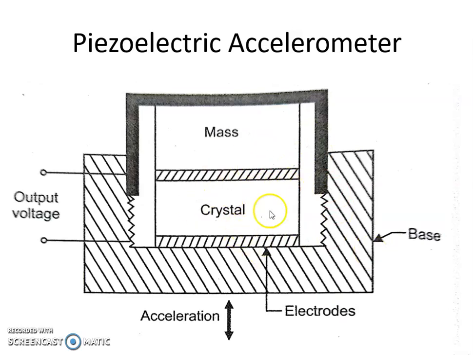As you can see in the diagram, there is a piezoelectric crystal which is sandwiched between two electrodes. Since we are using a piezoelectric crystal here, that is why it is called a piezoelectric accelerometer. And a mass is kept over this crystal. Now this crystal is connected to the solid base through springs.